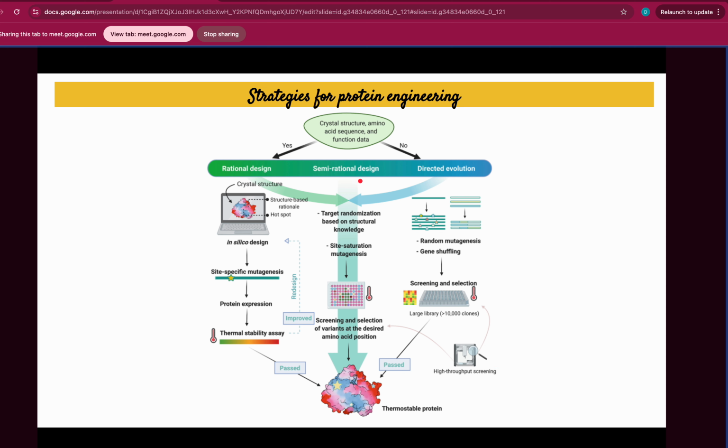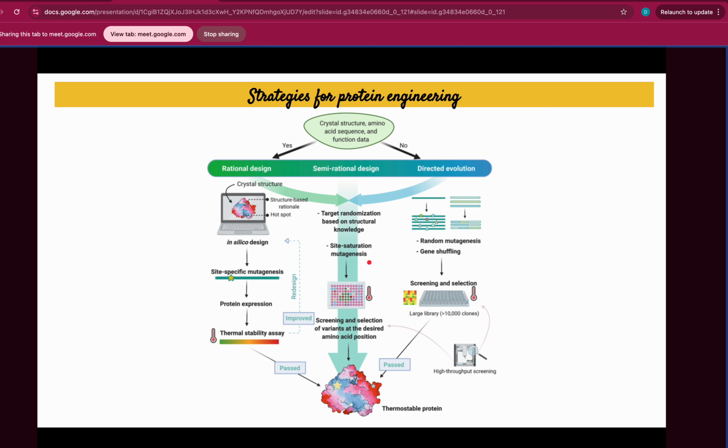Then in the middle, we have a semi-rational design, which combines the information from the rational design and takes into consideration the directed evolution as well. In this case, we target randomization based on the structural knowledge. In directed evolution we were performing random mutagenesis, whereas in the rational design, we are performing site-specific mutagenesis, because we already have the information of different sites which can give us better results. So in the semi-rational, we are taking help of the structure, but the mutations which we are doing are random mutations. So in this way, it is adding the concept from both of these design methods.